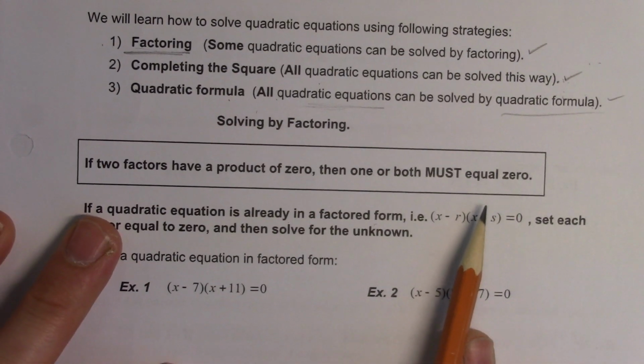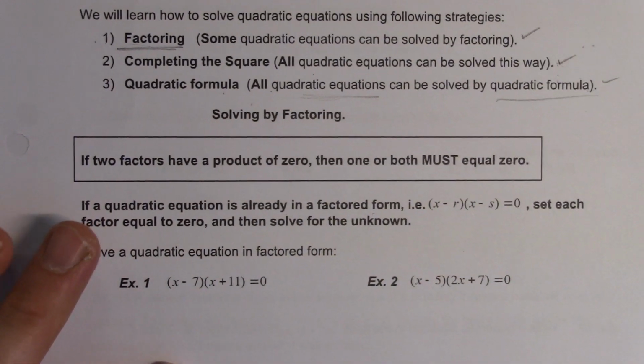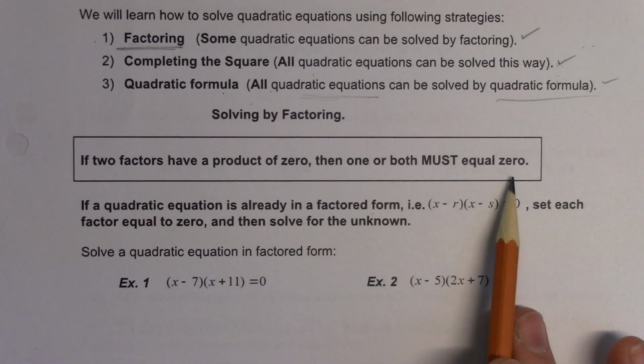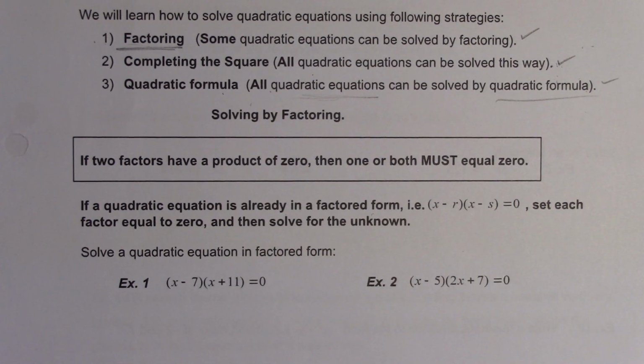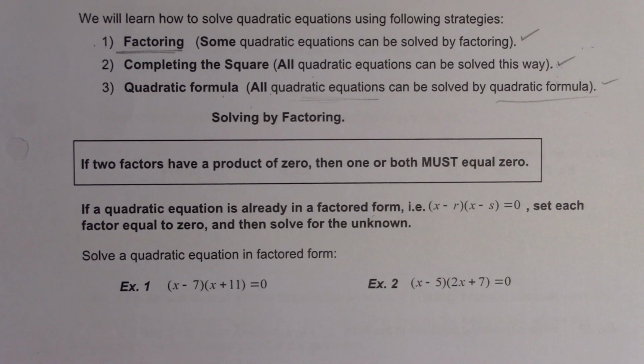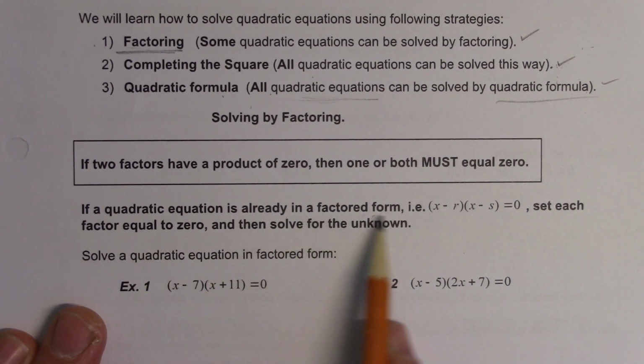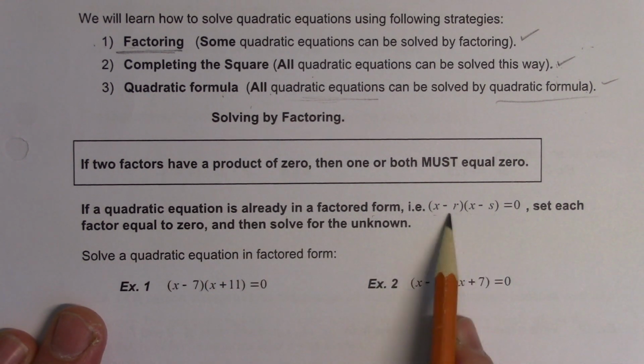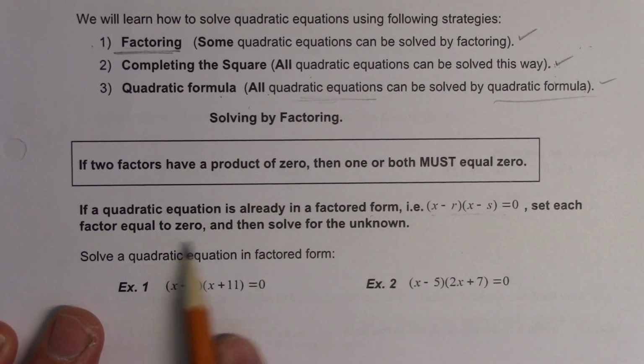So let's talk about this statement here. This is very important because this comes down to how we solve for the roots. Okay? If a quadratic is already in factored form, so we have this, x minus r, x minus s equals 0, set each factor equal to 0, and then solve for the unknown variable.